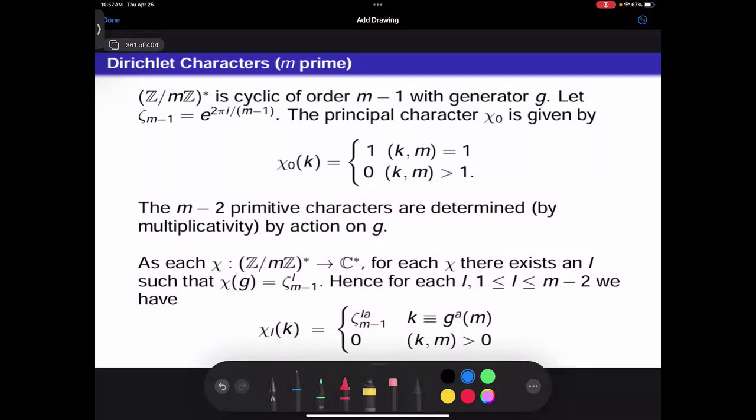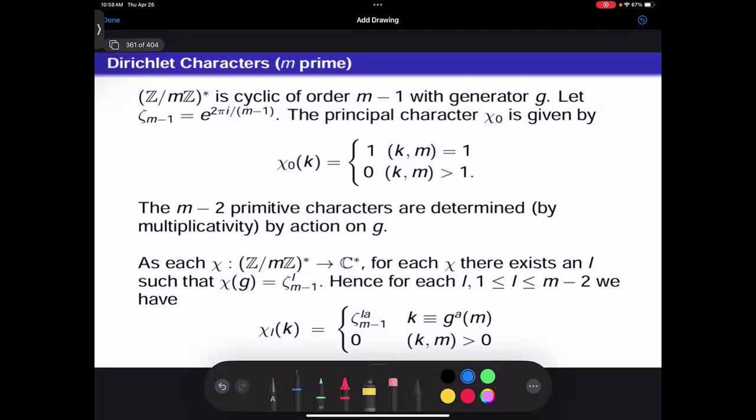Let's take e to the 2 pi i divided by m minus 1. This is called an m minus first root of unity. If I raise this to the m minus first power, I just get e to the 2 pi i, which is 1. If I square this and then raise it to the m minus first power, I would get e to the 4 pi i, which is 1. If I cube it, so all powers of this number, their m minus first power is going to be 1.